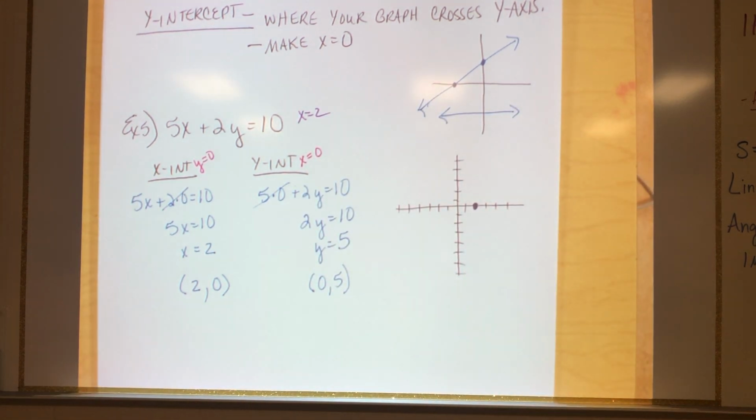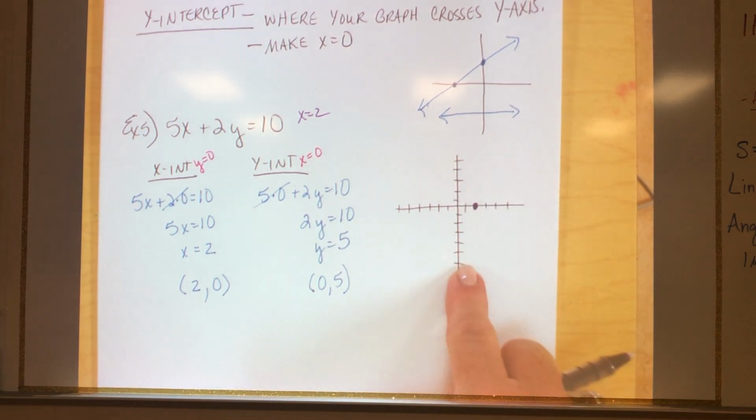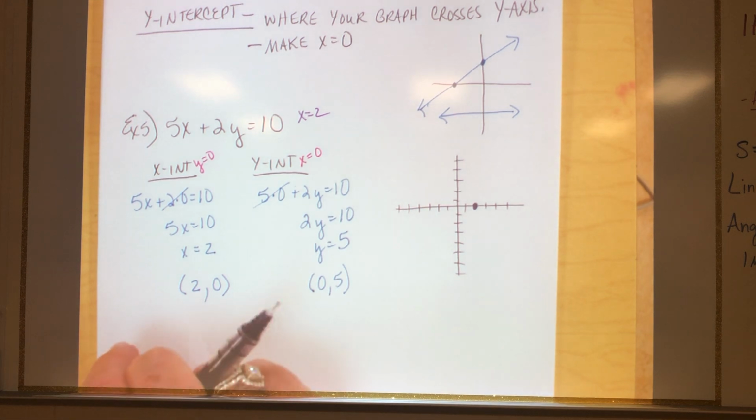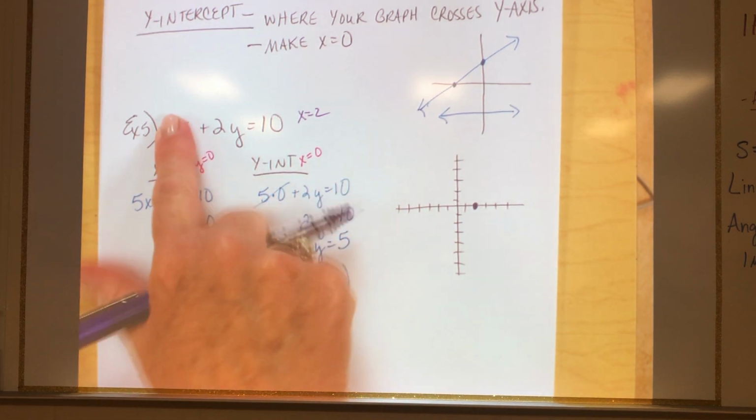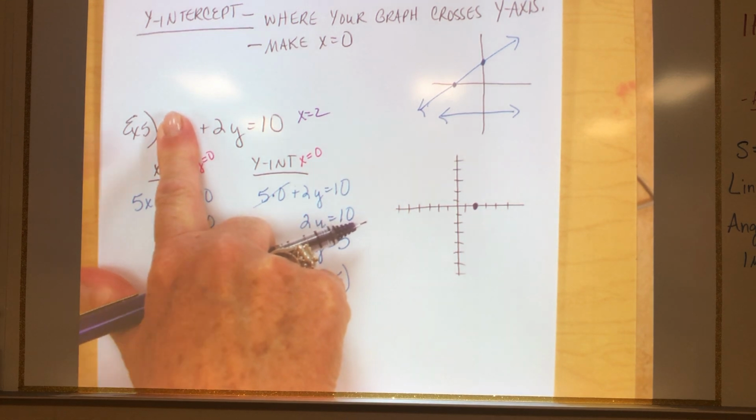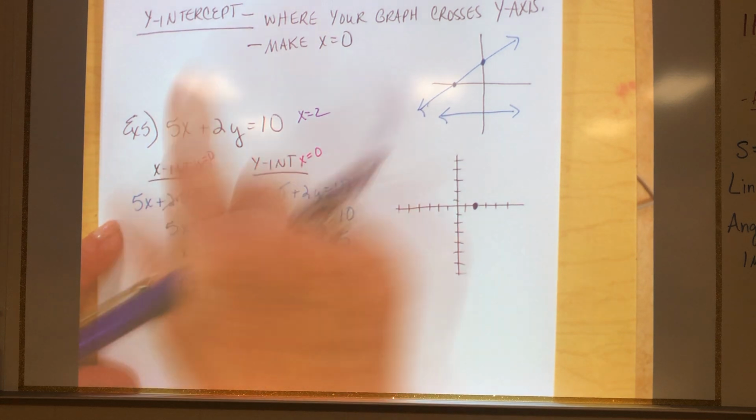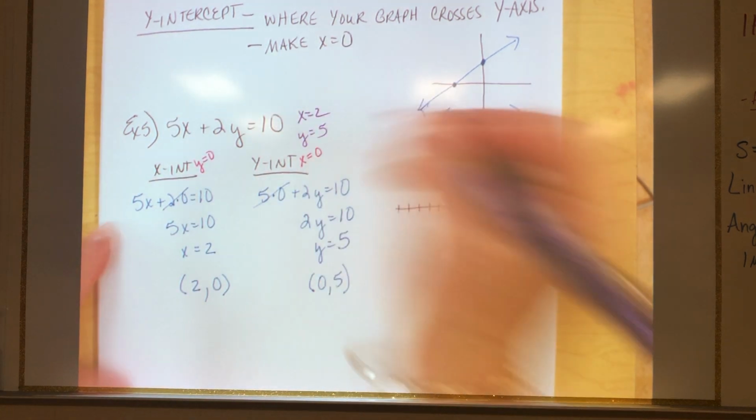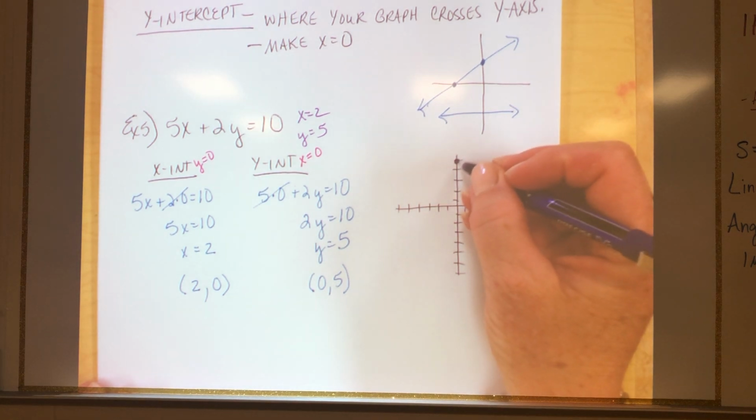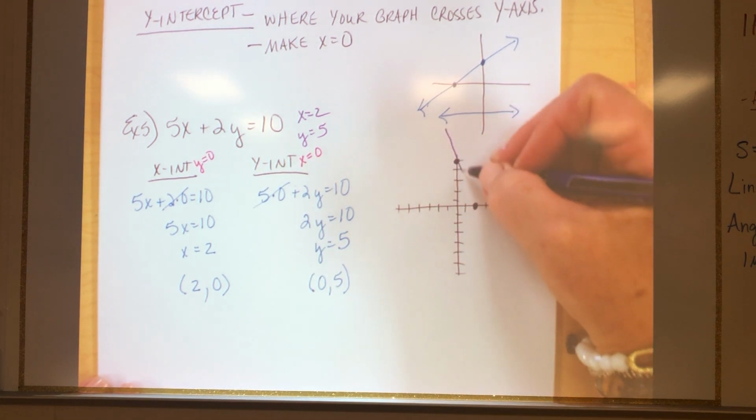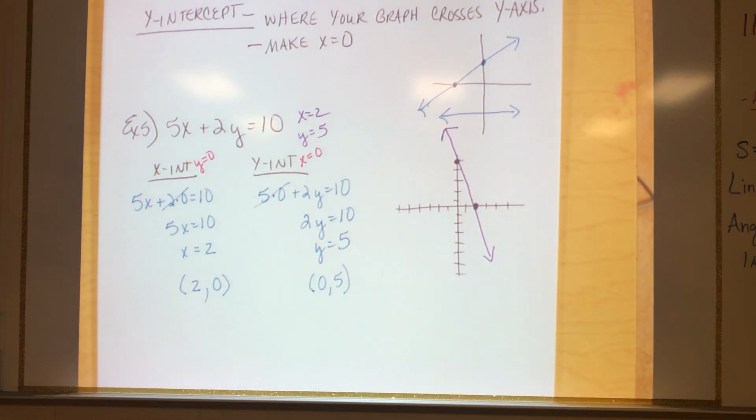Everybody agree? Okay, now I want to find out where this crosses the y-axis. How do you find a y-intercept? I cover up the 5. Yeah, you make x equal to 0, which eliminates this term right here. And now I have 2y equals 10. And what is y? 5. So I go to the y-axis and I go 1, 2, 3, 4, 5, and there's my line. Is that so stinking easy or what?